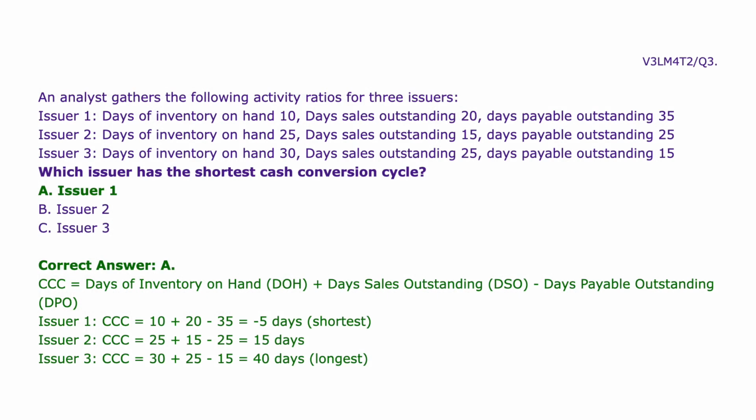The shortest cycle is identified by applying the formula DOH plus DSO minus DPO. Issuer 1 is the shortest because its days payable outstanding, 35, is greater than the sum of its inventory and receivable days, 30, resulting in a negative CCC, minus 5.